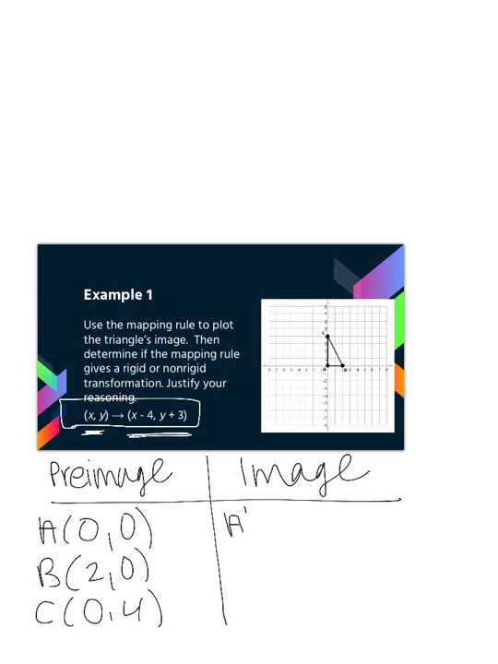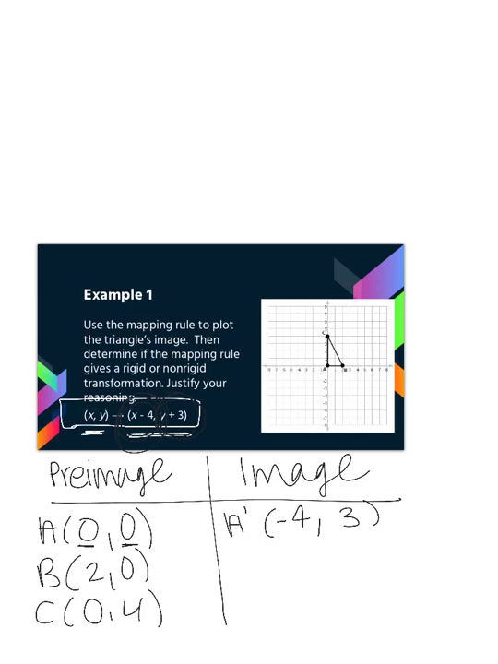So to find out what the coordinates of A prime are, I take my 0 and I subtract 4 from it with this mapping rule. So I do x minus 4, so that's 0 minus 4, and that gives me negative 4. Then I do the same thing with the 0 for the y coordinate and apply it to the rule, right? So I have y plus 3, but my y value is 0, so 0 plus 3 is 3. So now I know that A, (0, 0), is mapped to A prime, (negative 4, 3).